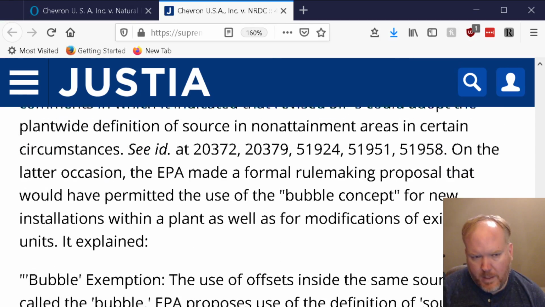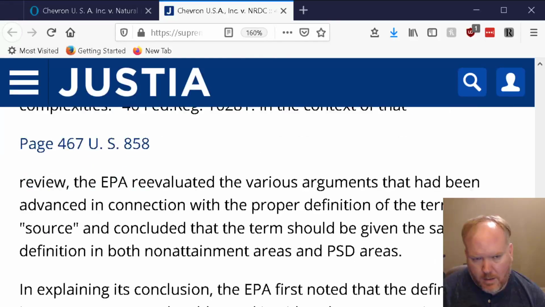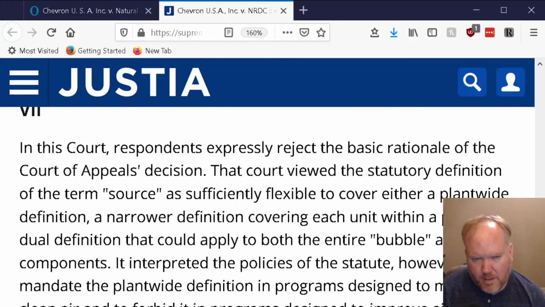So now they're going through the EPA's interpretation of the statute, which is really not the issue for me. Sure, it was a reasonable interpretation, whatever.